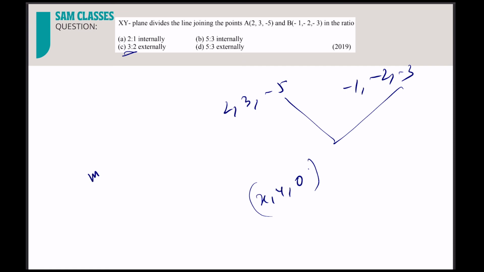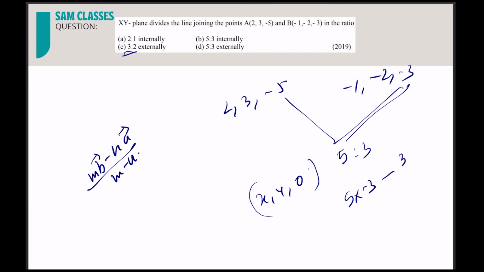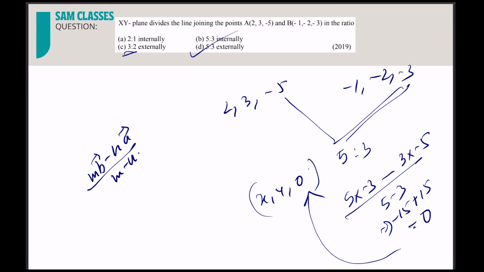What is the formula? m b vector minus n a vector by m minus n, correct? So what do you say? Let's see, I'm taking 5 to 3. So this into this, so 5 into minus 3 minus 3 into minus 5 by m minus n, 5 minus 3. So basically see, minus 15 plus 15, I'm getting 0. So my z is becoming 0. So this is the point.